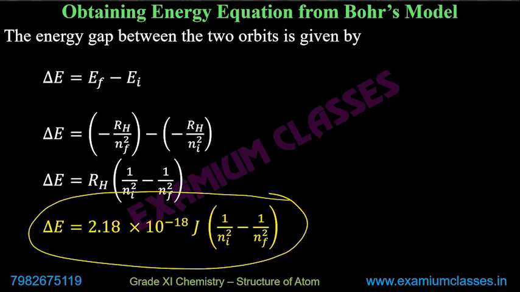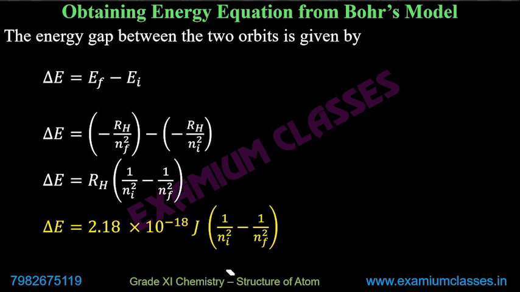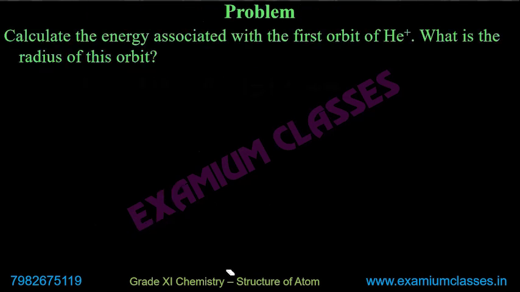Ni is less than Nf in the case of absorption, no? Yes, Ni is less than Nf in case of absorption. Okay, sir. So you need to be very cautious here. In case of wave number, Ni was always less than Nf. Okay, N1 was always less than N2 in case of wave number. But here you have to take it accordingly as per the question.